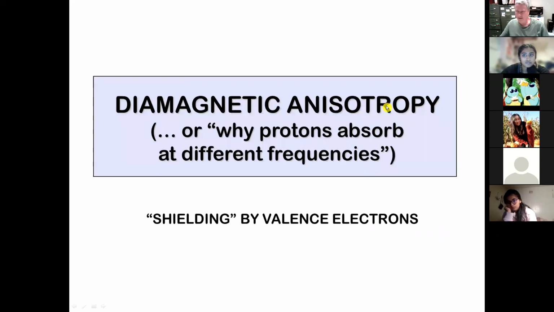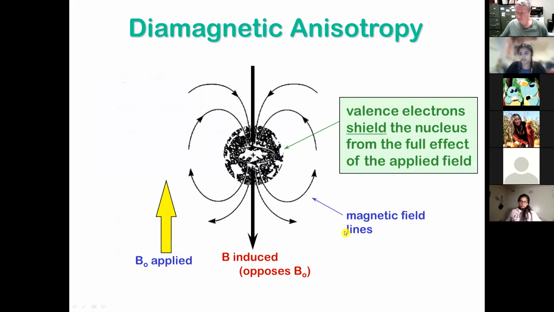Okay, diamagnetic anisotropy. This sounds like a scary, scary set of syllables. Why protons absorb at different frequencies. So this is kind of like why we get things like a chlorine might be a little bit to the left, for example. It's going to be a concept called shielding by valence electrons. Okay, so first thing, here's the magnetic field, yeah? And then you have electrons around a nuclei, like a proton, right? Pretend there's a proton, it's got some electrons.